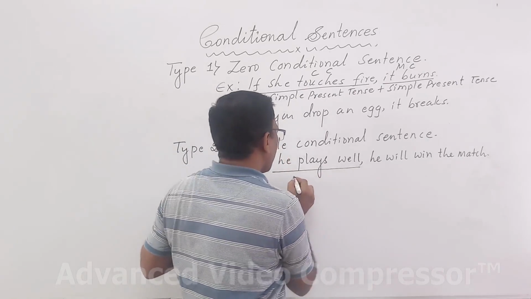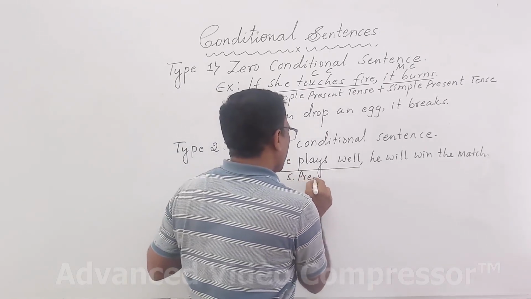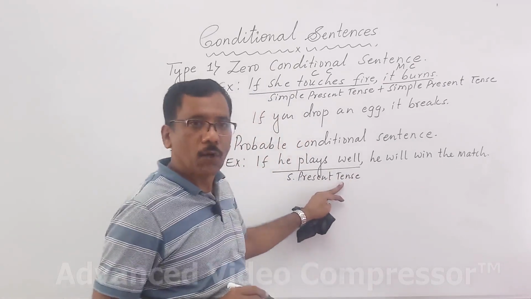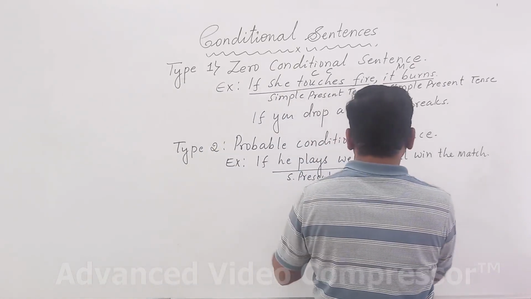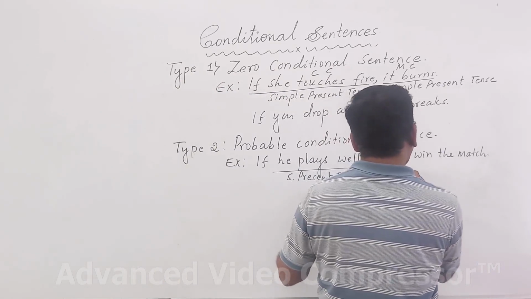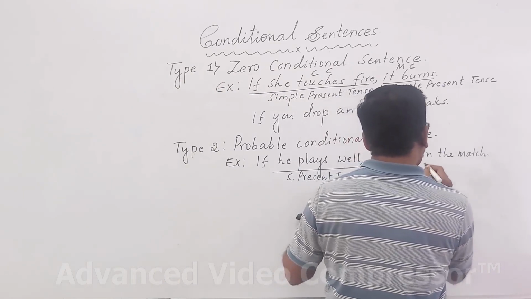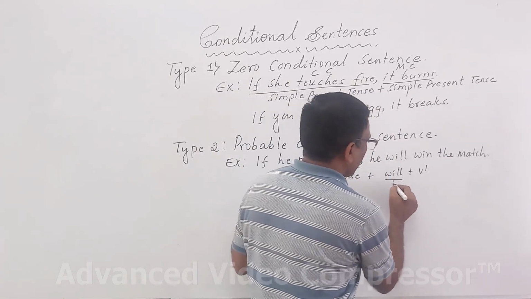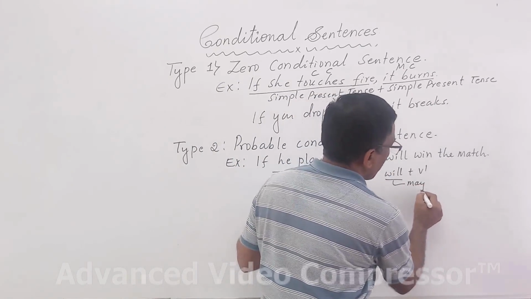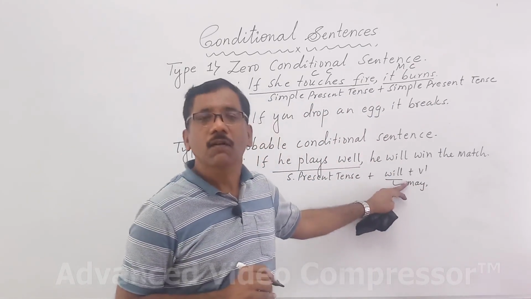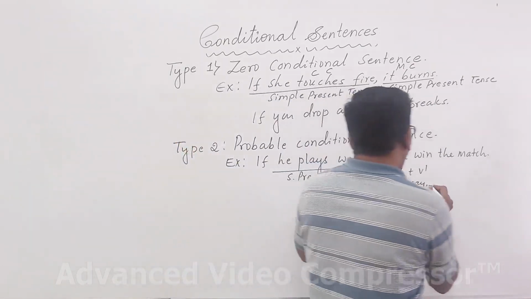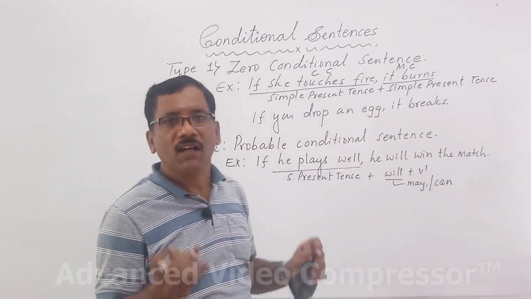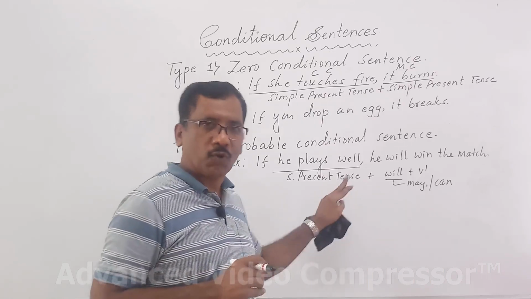The conditional clause is in simple present tense, okay? And the main clause will contain will plus V1. Sometimes instead of will you may use may if you want to indicate possibility, or sometimes can if you want to indicate ability. I hope this point is clear.